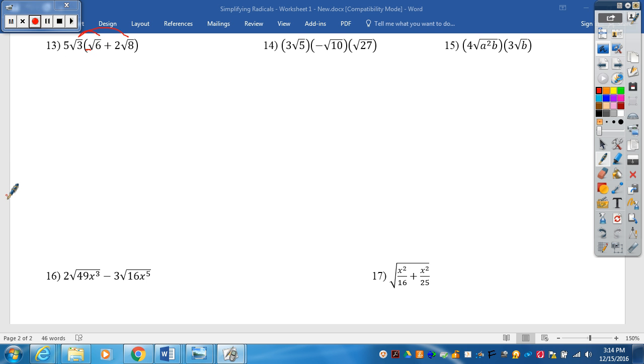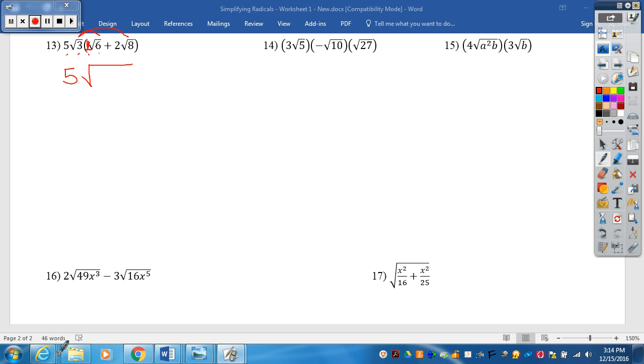What number is that there? And the number is 1. Okay? So when I distribute the 5 radical 3 into the parentheses, I want to multiply like with like, and like with like. So this is going to end up being 5 times 1, which is 5, and radical 3 times radical 6, which is radical 18.